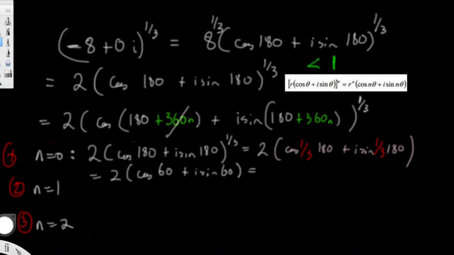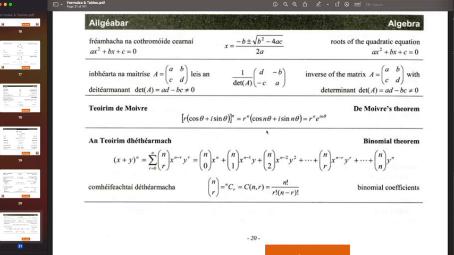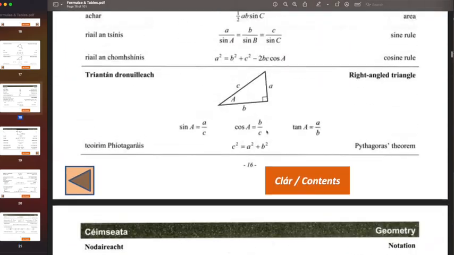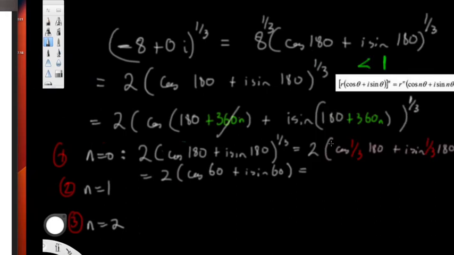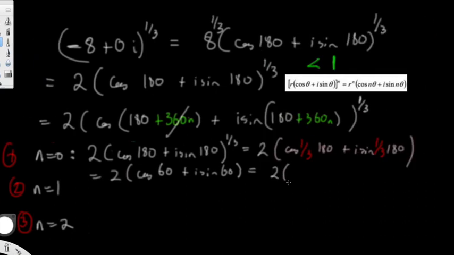And then if we go over to get these, cos of 60 is equal to 1/2, and sine of 60 is equal to √3/2. So this is 2 times 1/2 plus √3/2 times I, and then the 2's cancel, and we have 1 plus √3I. So that's our first answer.